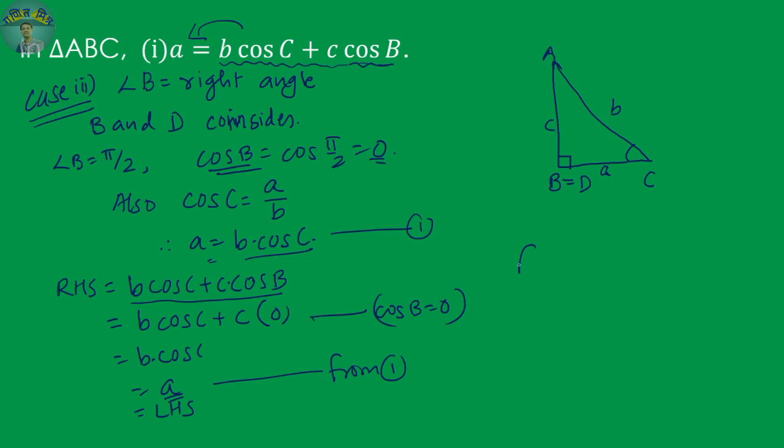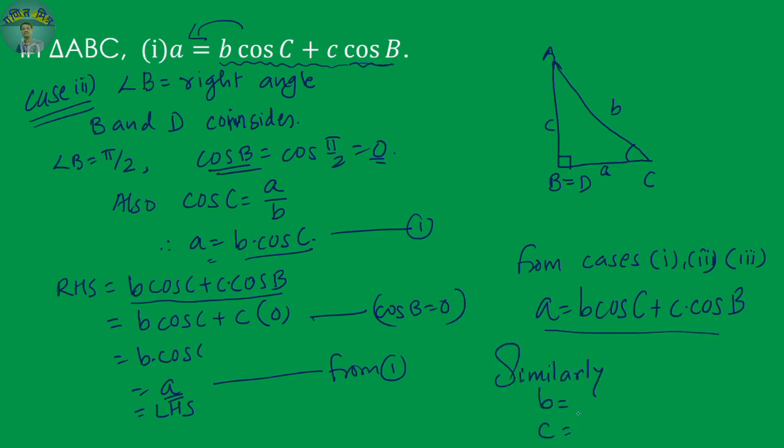So from all the cases 1, 2 and 3, A is equal to B cos C plus C cos B. That's all. This is the proof for this statement. Similarly, we can prove the statement for B and the statement for C. This is the proof of the projection rule.